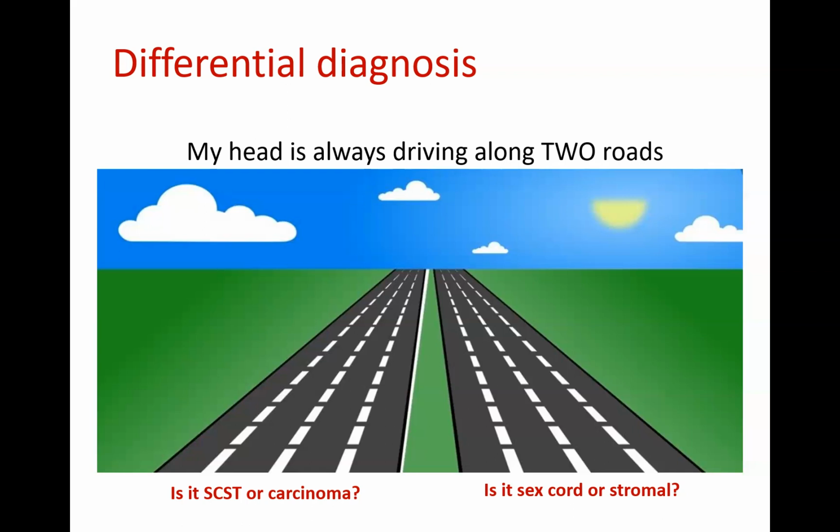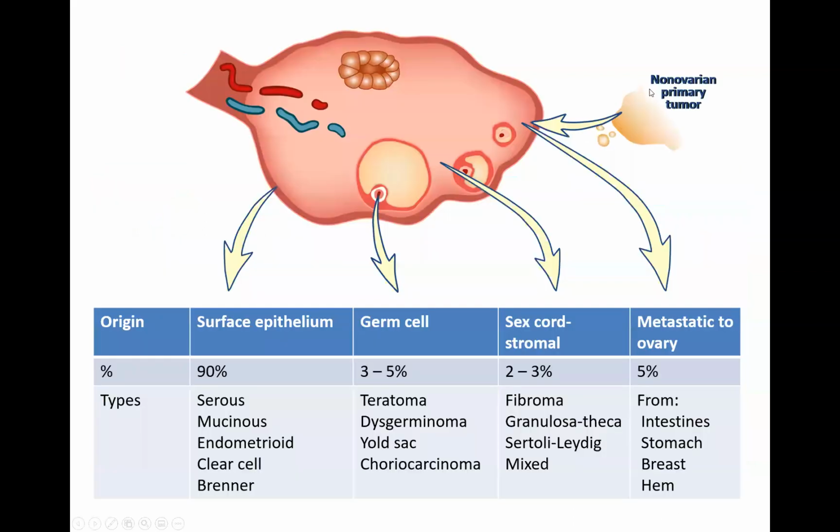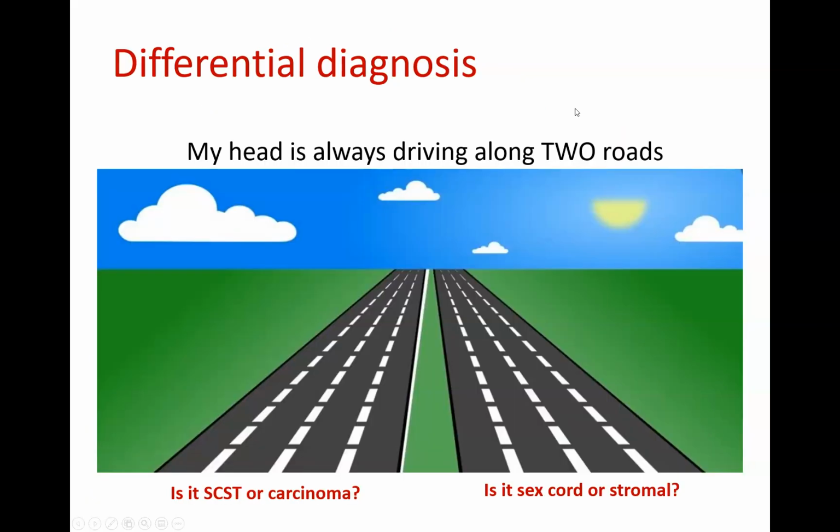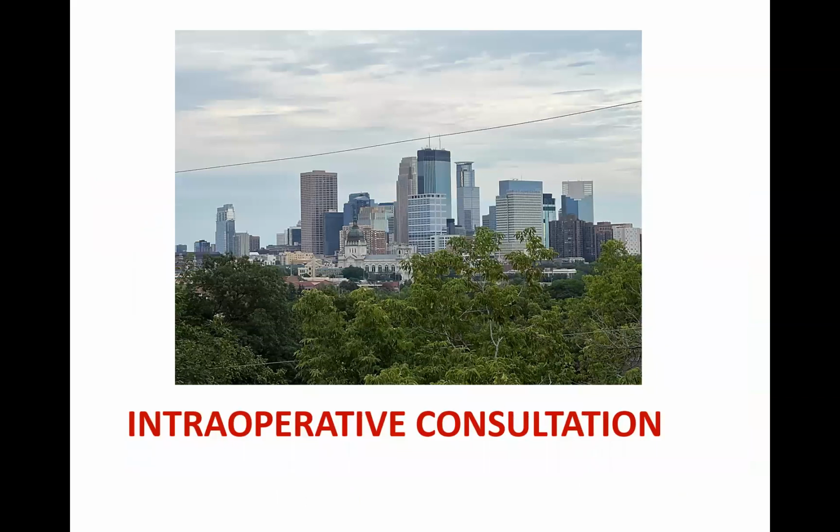And then the other line, which is parallel to that, is that if it is sex cord-stromal, is it sex cord or stromal? I.e., is it sex cord from here or stromal from here? So that is the next line of thinking. Is it sex cord-stromal or carcinoma? Then at the same time, I'm asking myself, is it sex cord or is it stroma, if I decided that it is not a carcinoma. Let us start with intraoperative consultation.